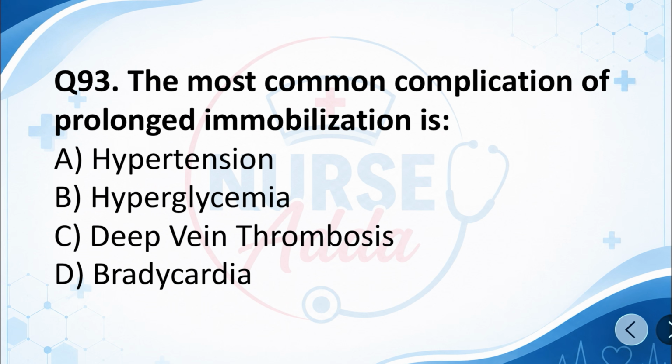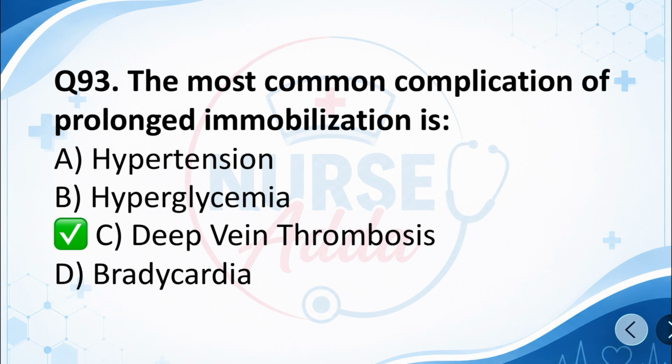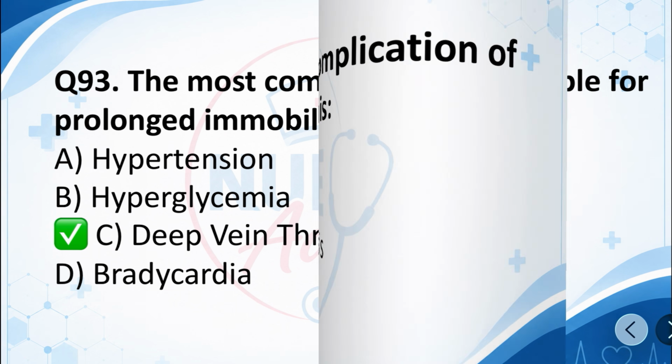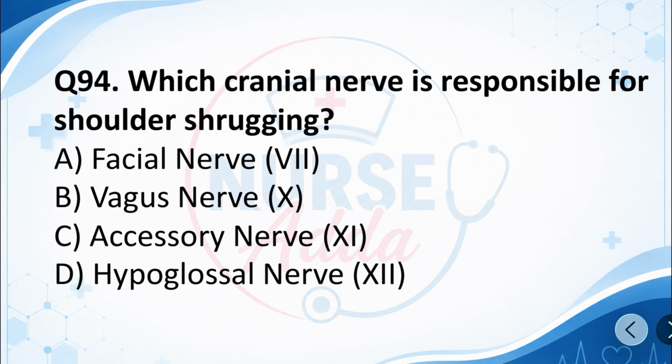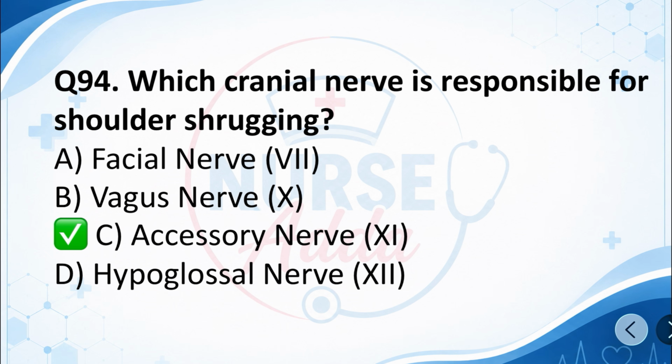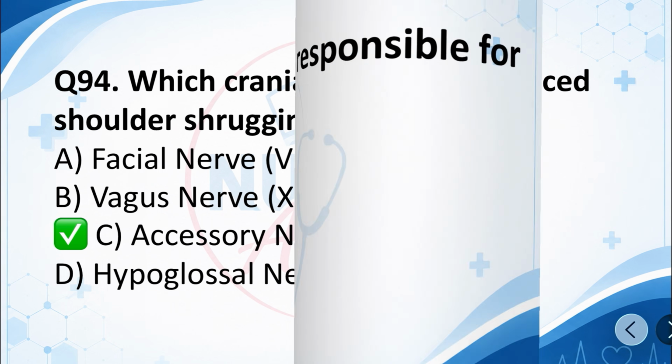Next question, the most common complication of prolonged immobilization is? The right answer is option C, DVT or deep vein thrombosis. Next question, which cranial nerve is responsible for shoulder shrugging? The right answer is option C, accessory nerve.